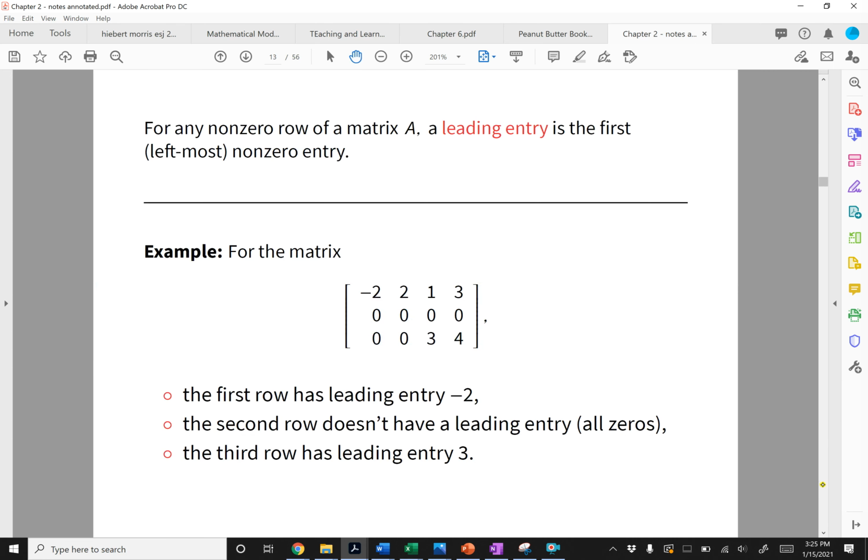Okay. So we need a little bit more language to know how to get it into the right form. That helps us a lot. So that's what the first part of this one is. A leading entry in a matrix is the first non-zero entry, first meaning from the left. So this is a leading entry. This is a leading entry. There are no leading entries in here. Okay. So in every row we're looking for the leading entry.